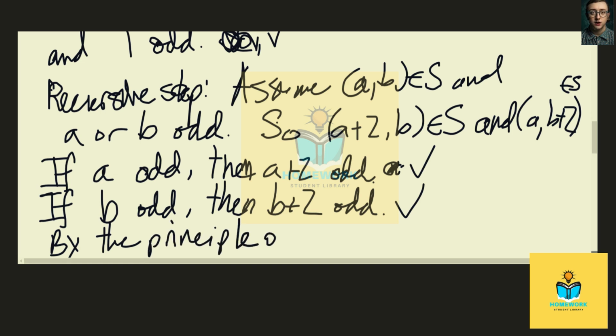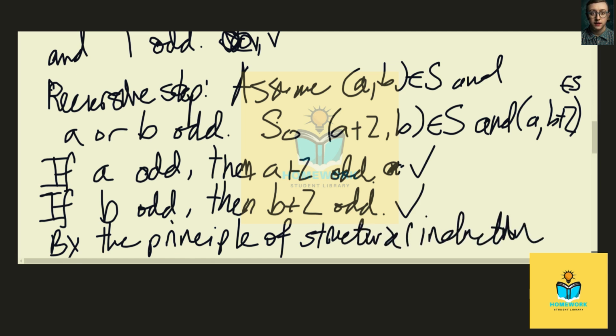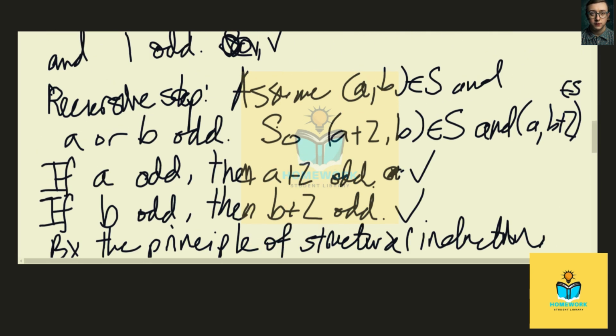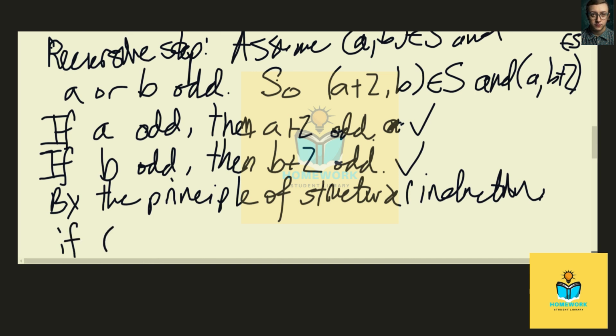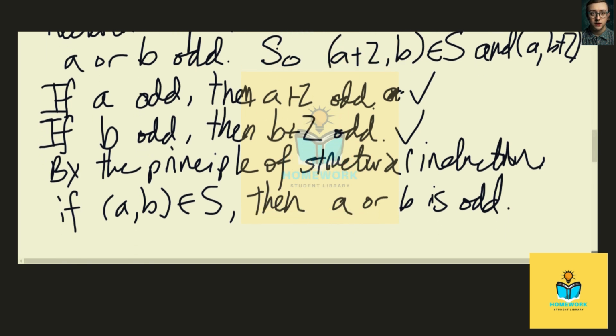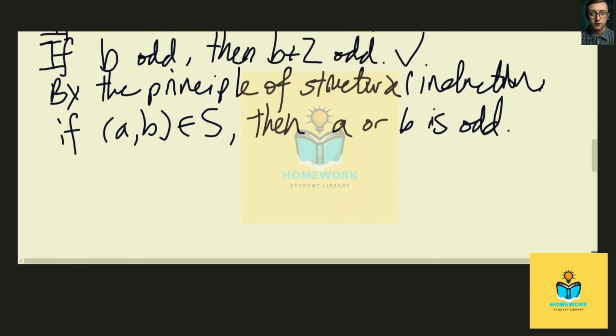And so, by the principle of structural induction, it follows that if pair AB lies in S, then it follows that A or B is odd. So we've proven our definition correct.